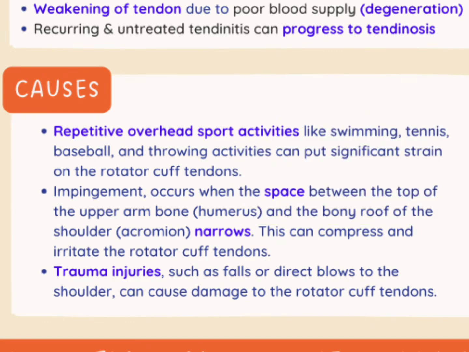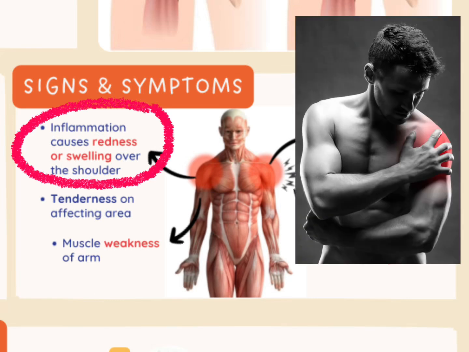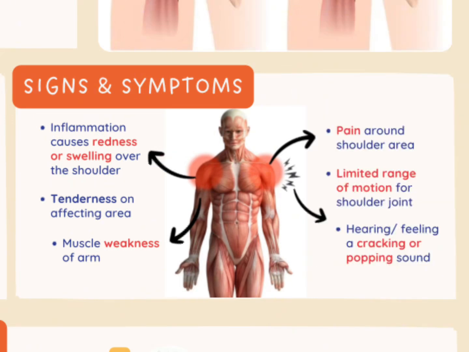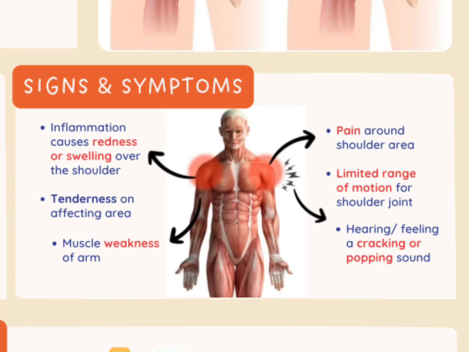acute or chronic tendinitis. As rotator cuff tendinitis primarily involves an inflammatory process, the 5 cardinal signs of inflammation are often observed. These include: first, redness or swelling around the shoulder region, indicating the localized inflammation. The second will be pain or tenderness in the shoulder area, typically worsening with movement or pressure. The third will be the loss of function.